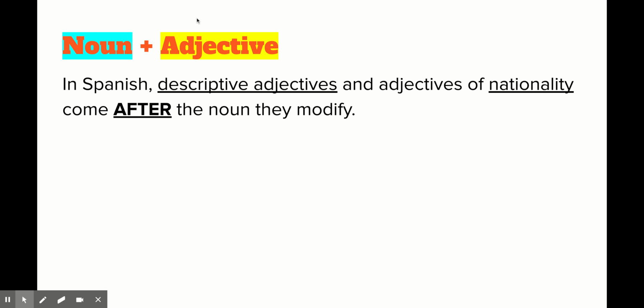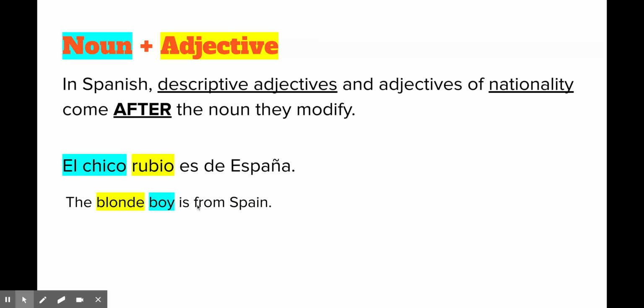This is our magical equation. We say noun plus adjective in the sentence. It'll look like this. El chico rubio es de España. The boy blonde is from Spain. But in English, we don't say the boy blonde is from Spain. We say the blonde boy is from Spain.